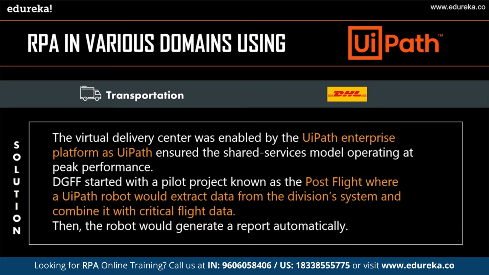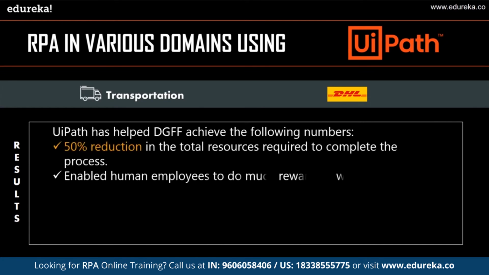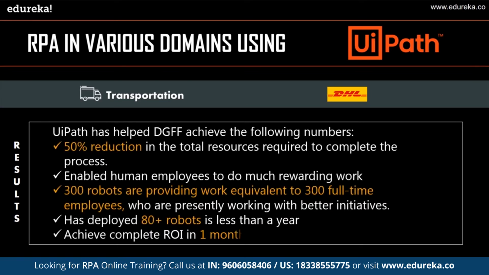After the pilot project was successful, the team started a center of excellence to define the standards for RPA-based automation, such as the configuration and services for DGFF. If we talk by the numbers, UiPath has helped DGFF to achieve around 50% reduction in the total resources required to complete the process and enable human employees to do much more rewarding work.